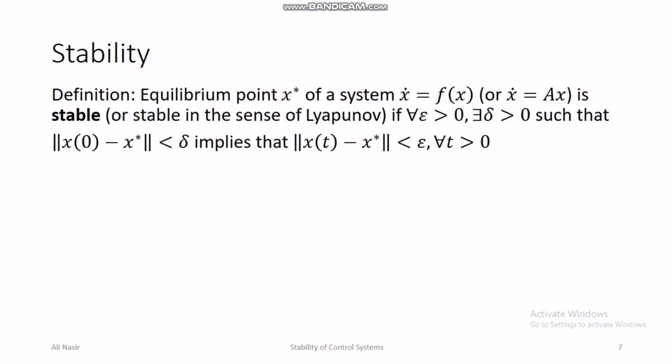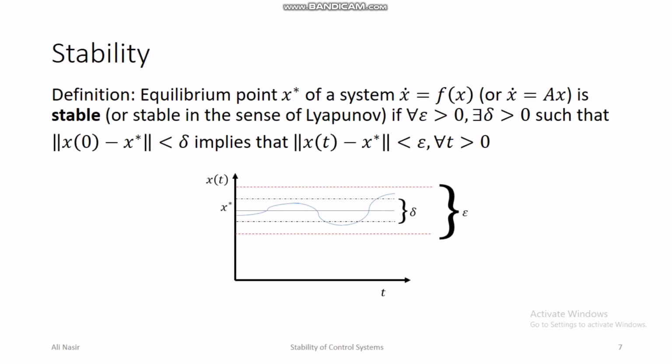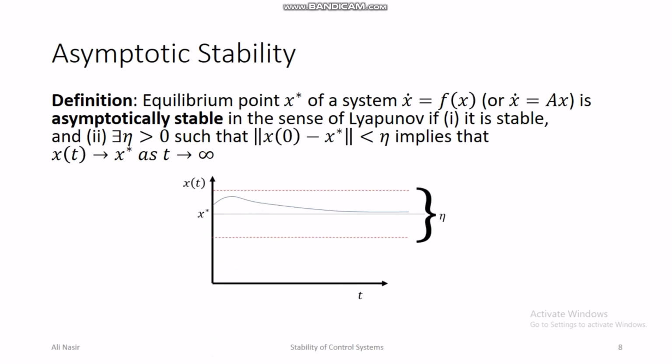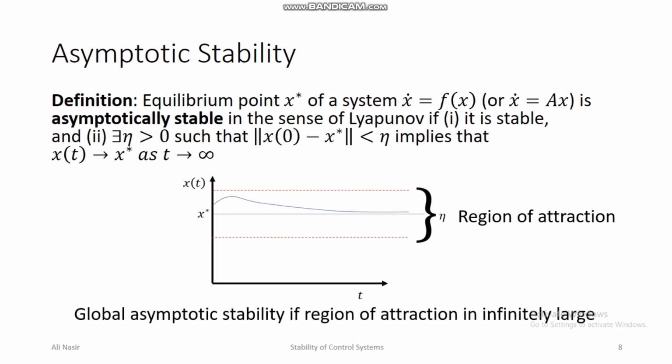We tried to understand the concept of stability using this diagram, where we show the delta bounds and epsilon bounds. You have to remember that stability requires that for all possible epsilon bounds there should be a corresponding delta bound, and only then the system will be stable. Even if there is a single epsilon bound for which there is no corresponding delta bound, the stability will be violated. Then there is asymptotic stability, which is characterized by the region of attraction. Then there is global asymptotic stability.